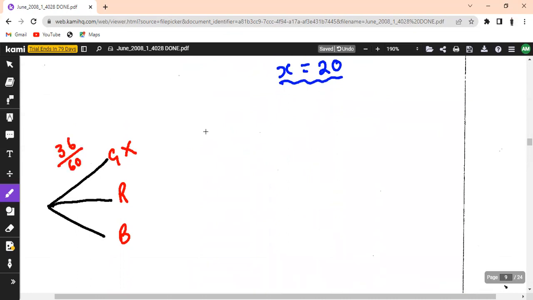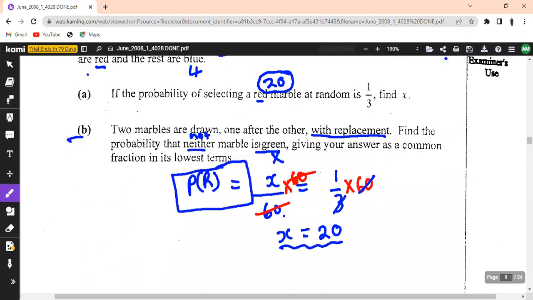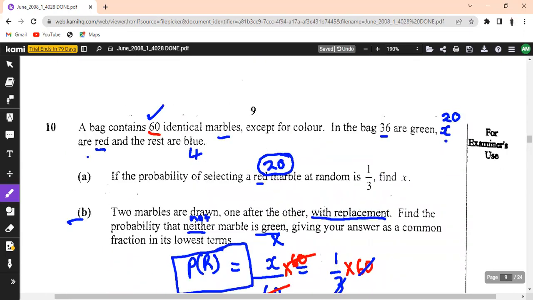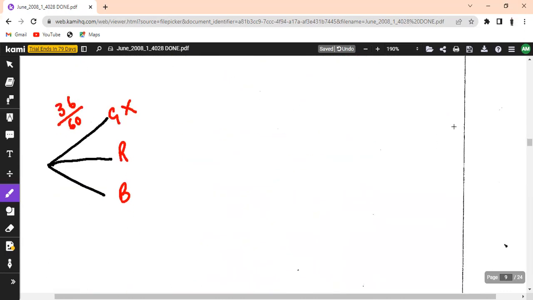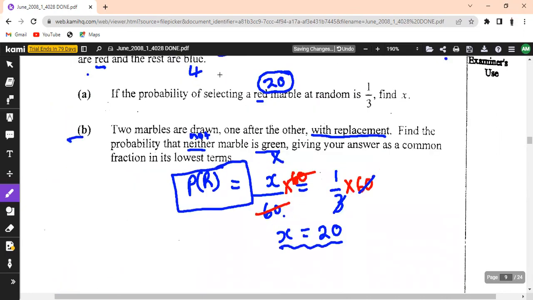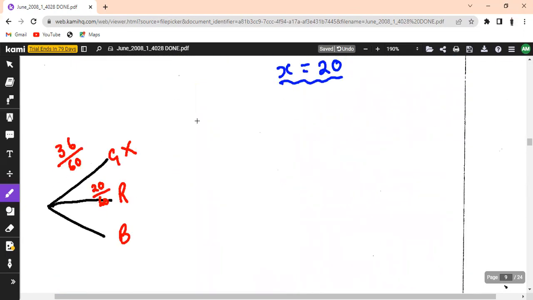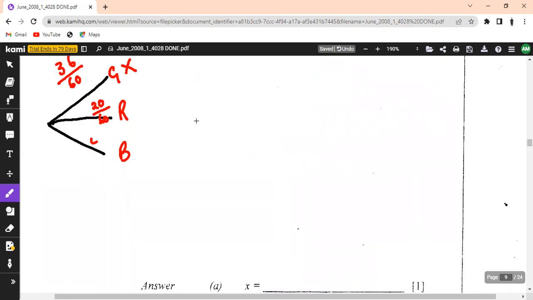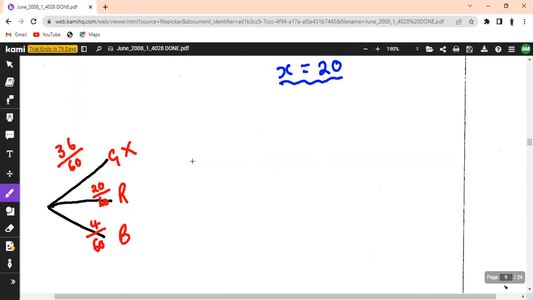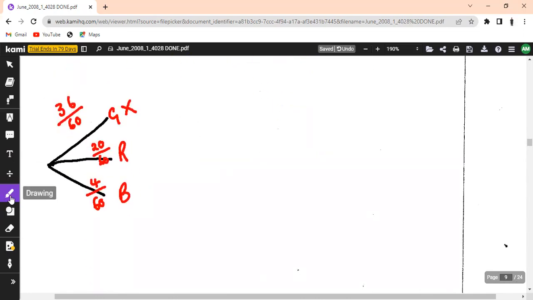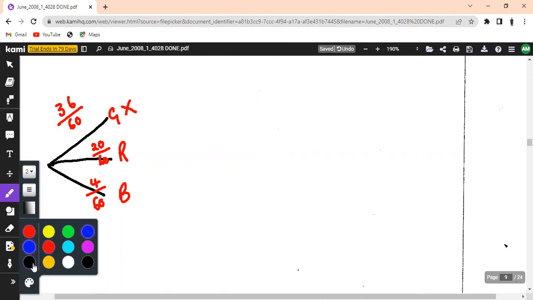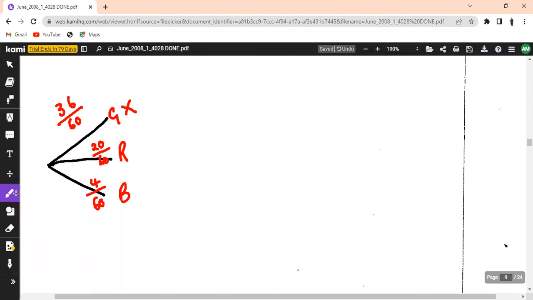36 out of 60 here. Red, we obtained 20. Remember, we obtained our red that time. It was 20 out of 60. Blue, we said we are going to remain with the 4, which are blue here. So blue was 4 out of 60. So this is what we're supposed to have. Then you do another diagram. But since green is not involved, you are just going to focus on red and blue. So this is what you're going to have here.